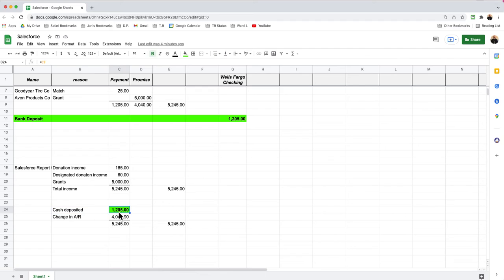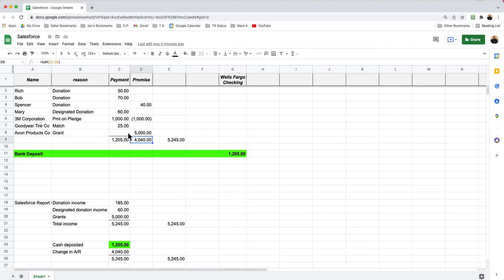We had cash of $1,205. I would expect to see the bank will tell me at some point that they received $1,205. This would come through the bank feed. So these 2 match. I don't have to raise any issues. And the change in accounts receivable is $4,040, same number that's up here.